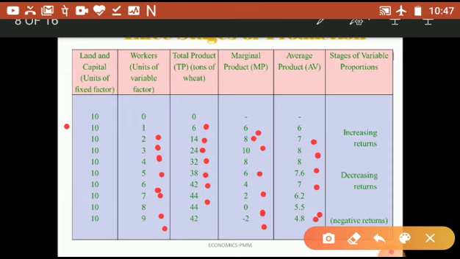That is the reason why this initial portion of TP, AP and MP is called increasing returns. And when it starts diminishing, it is called decreasing returns. And when the marginal product becomes negative, it is called negative returns. We'll understand these three stages and what are the causes for the three stages better with the help of a diagram.